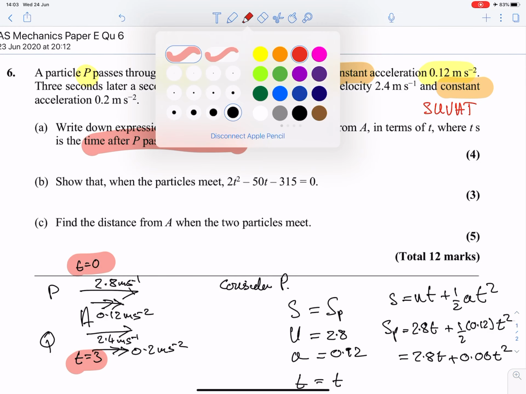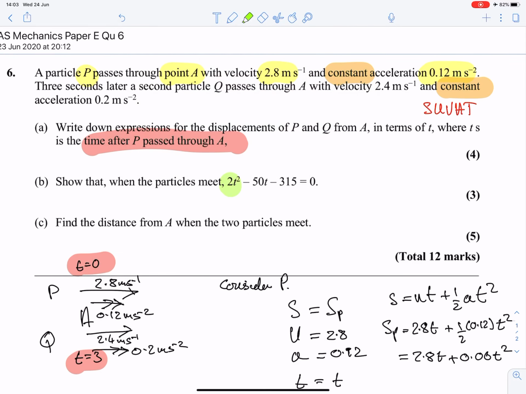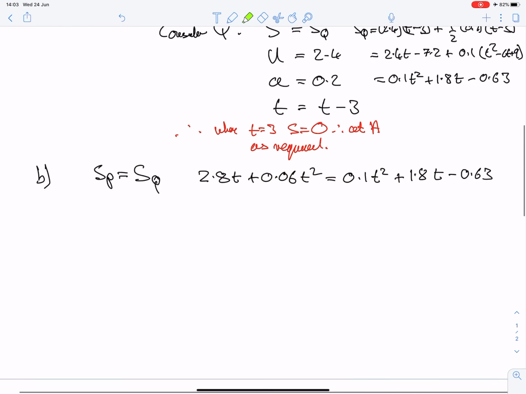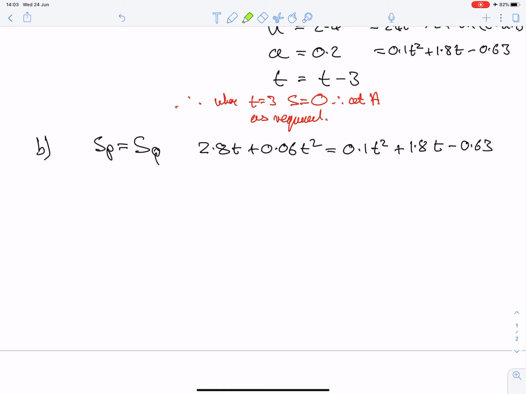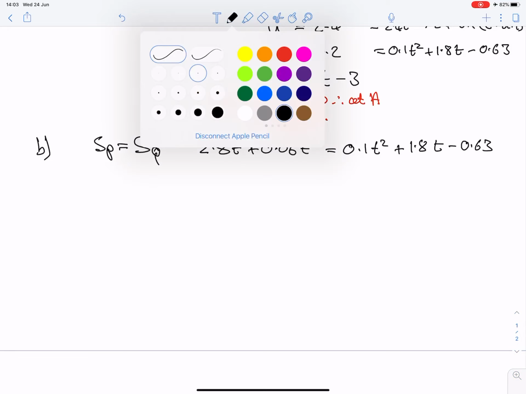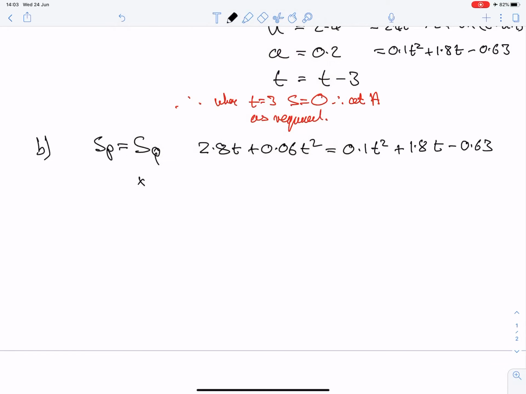Yeah, up here, everything is a whole number, isn't it? So let's get these into whole numbers. Hopefully, you can recognise the best way to do that is to multiply through by 100. So we get 280T plus 6T squared equals 10T squared plus 180T minus 63.